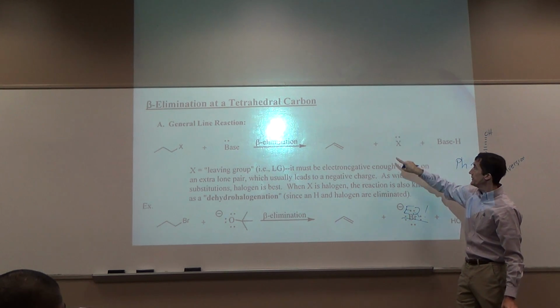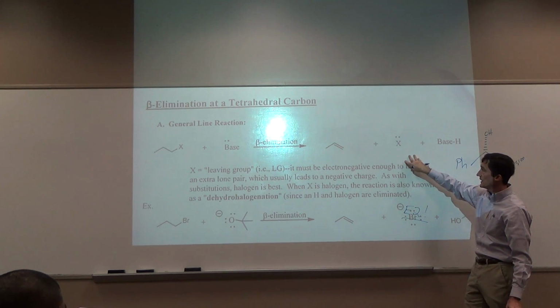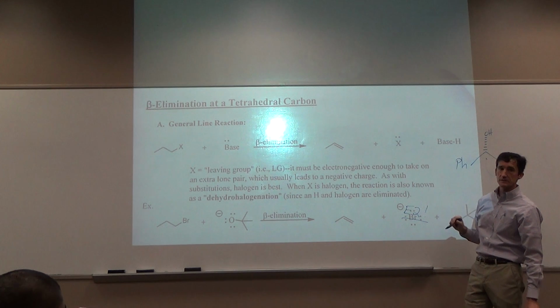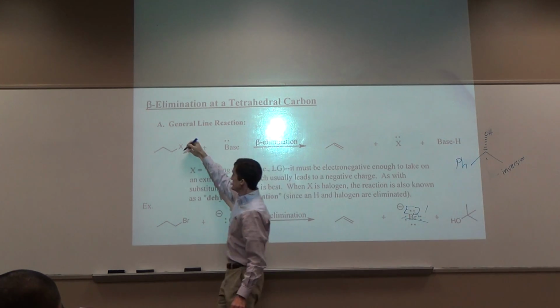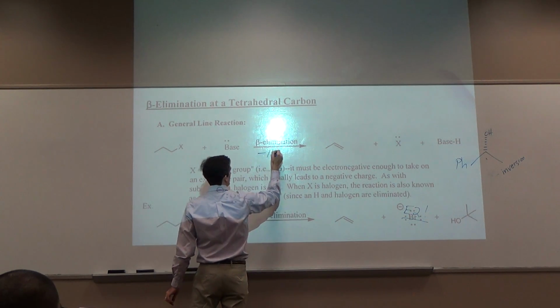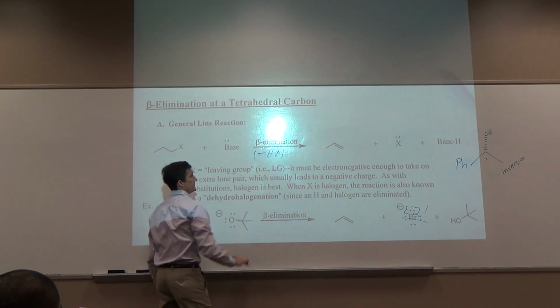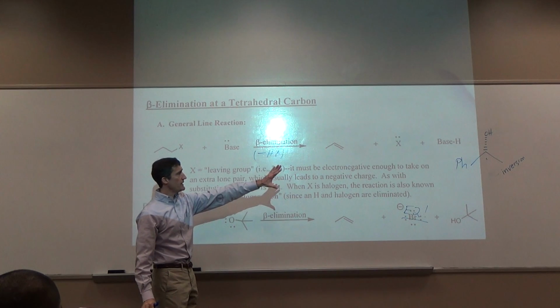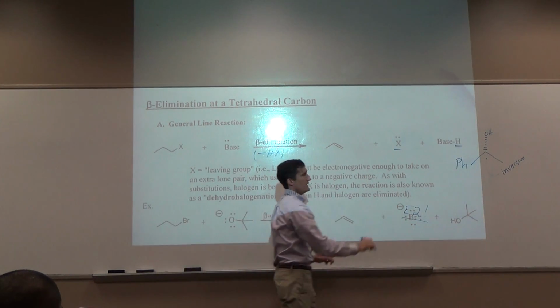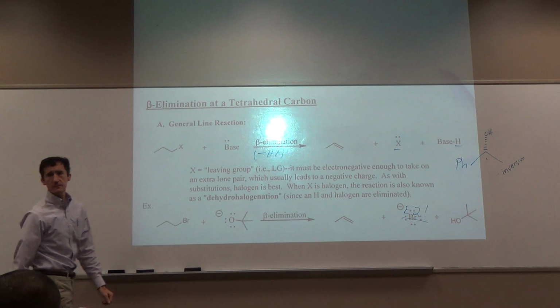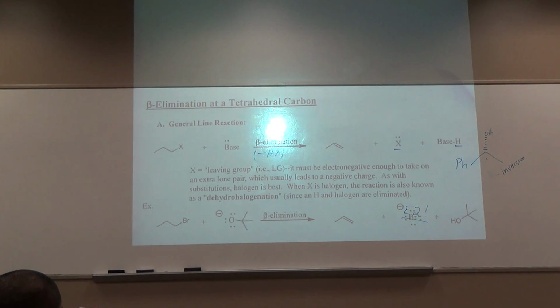It's going to take on a lone pair. It may be charged or not, but the base is going to take an H. Now we eliminate HX. We're eliminating the H and the leaving group. That doesn't mean we form HX, because the base takes the H and then the leaving group just sort of exists, maybe as an anion. All right, that's overly generic.